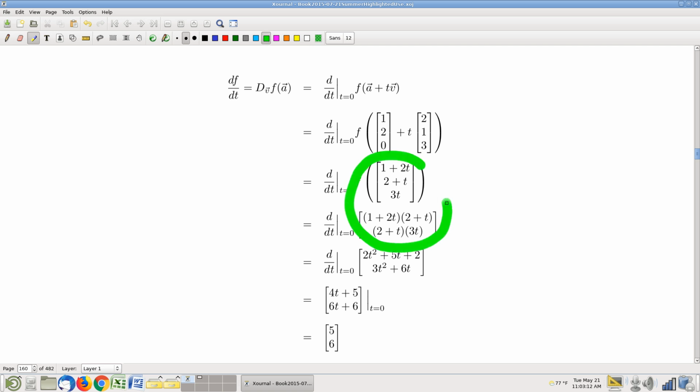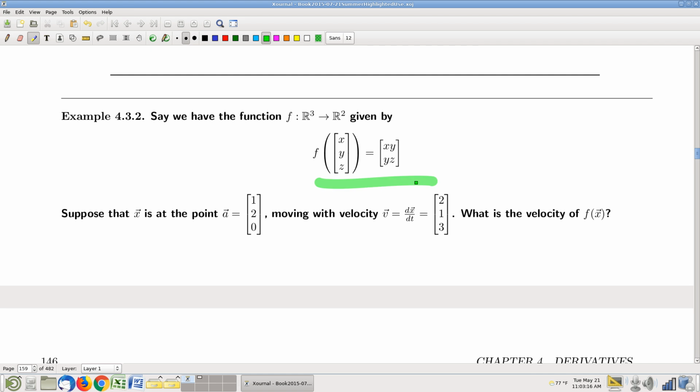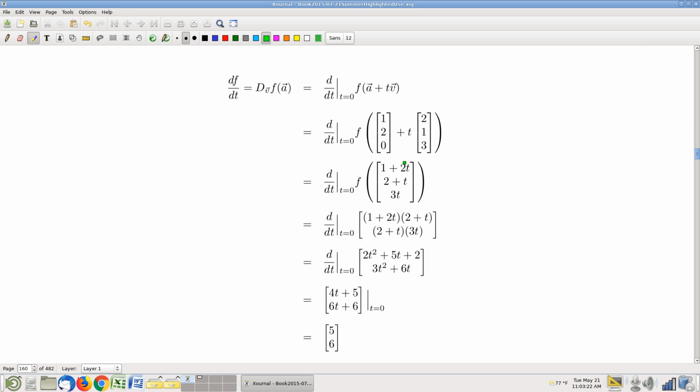Plug into the function. Now again, let's remind ourselves, what is the function? xy comma yz. So x, y, and then y, z. That's just plugging in. Right? And then, yeah, you got to multiply stuff out. A little bit of algebra.